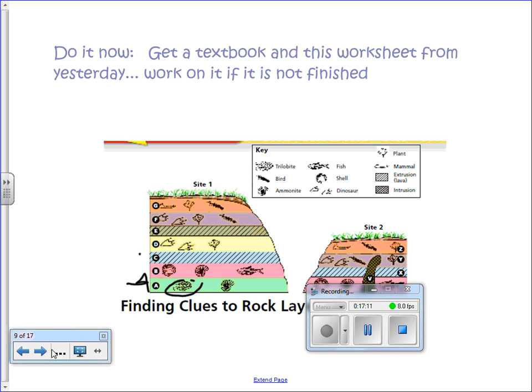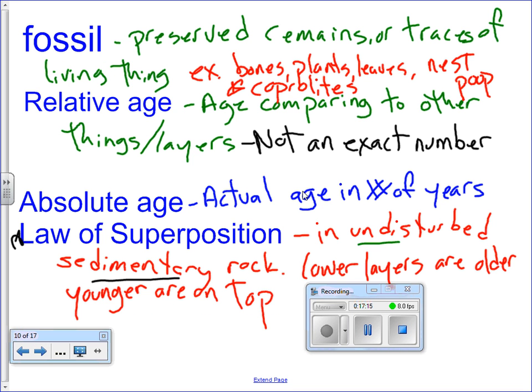Okay? Then absolute age is when you actually find a date for it. One of the other sections that I think we did not read yet talks about radioactive dating, things like that. So you're actually using the atomic structure to find out how old it is. Okay? No problem?